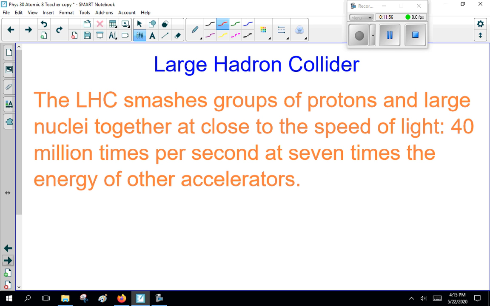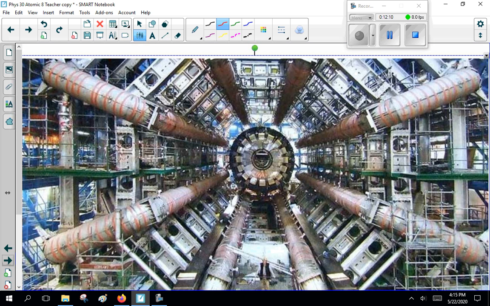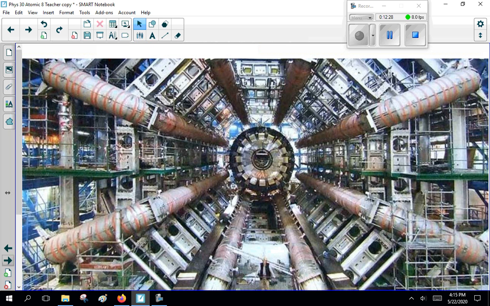And finally, the Large Hadron Collider. The LHC smashes groups of protons and large nuclei together close to the speed of light. 40 million times per second, it's 7 times the energy of other accelerators. Now, this is a picture of inside it. This Large Hadron Collider is on the French-Swiss border. Impressively huge. I forget how many billions of dollars, 40-something billion dollars they spent on it. And it's not powerful enough. They're upgrading it now. Actually, by the time you watch this video, they might have finished the upgrade. But they're cranking up the power even more.